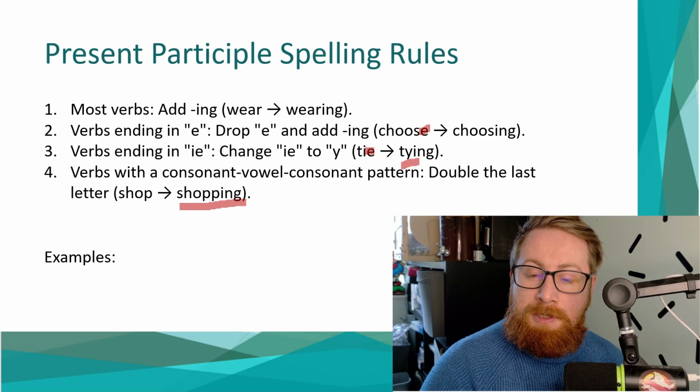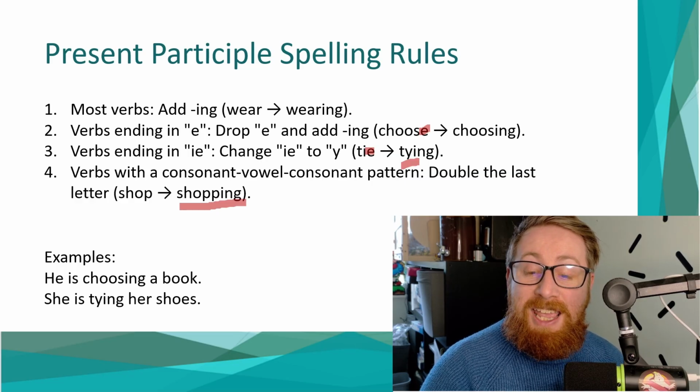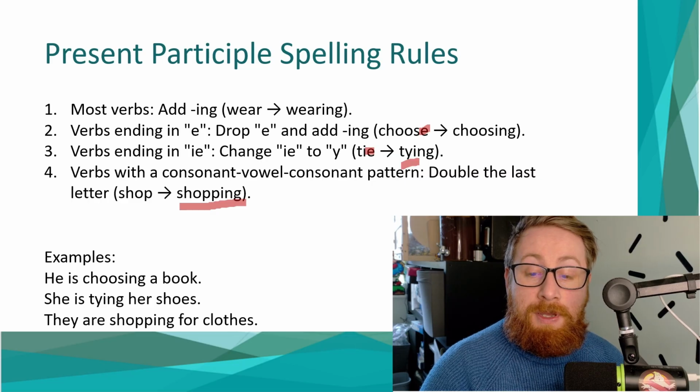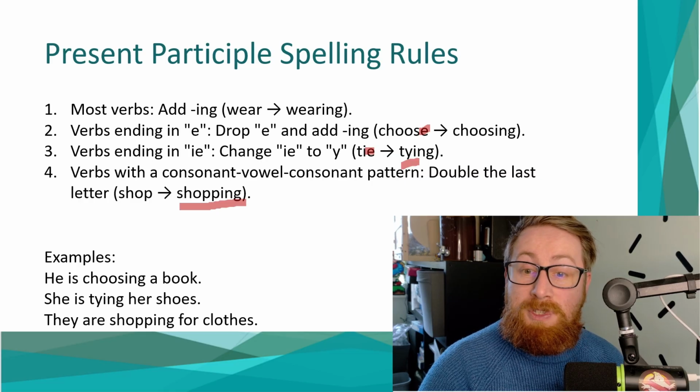Let's look at some examples. He is choosing a book. She is tying her shoes. They are shopping for clothes. So try to remember these rules as we go through today's lesson.